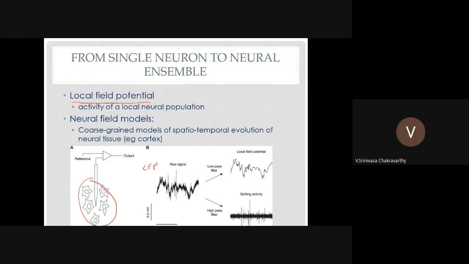Sorry, so this is the actual signal, but if you low pass filter it, you get a smoother signal that looks something like this. That is the local field potential. And if you high pass filter it, you can pull out these sharp spikes, and these correspond to your action potentials.